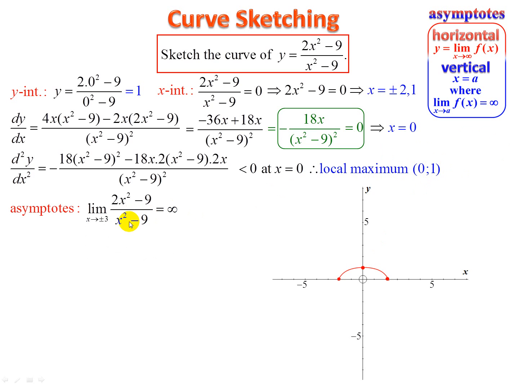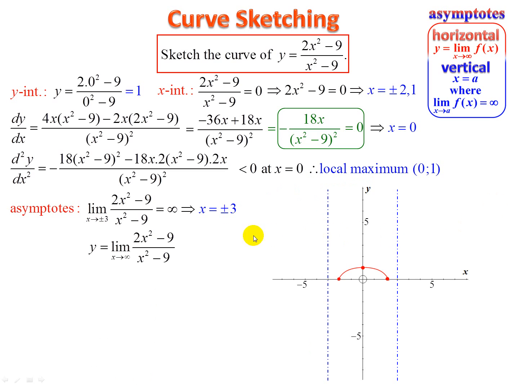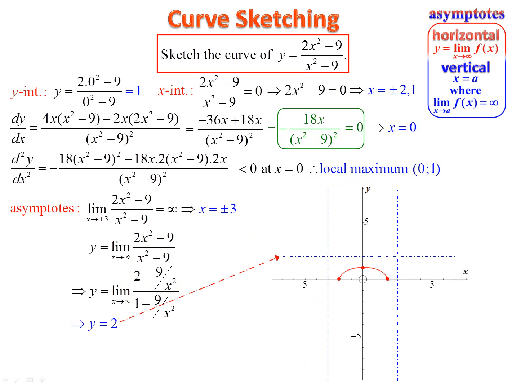Asymptotes. The limit as x tends to plus or minus 3 of that will give you infinity. Therefore x equals plus or minus 3. And to find the limit as x tends to infinity, we divide top and bottom by x squared. That tends to 0, that tends to 0. So overall, constant over constant, it's tending to 2. And there is our asymptote there, giving us the graph.